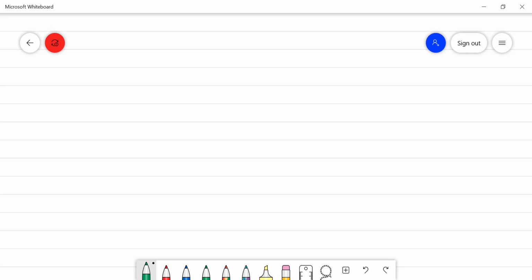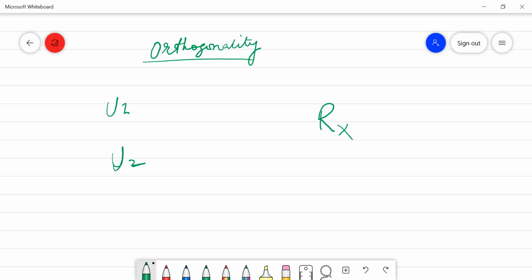See, I will first introduce the notion of orthogonality in general. Orthogonality. Okay, let me give a motivation for it. Suppose you have user 1 and you have user 2. They both want to communicate simultaneously with the receiver, Rx.